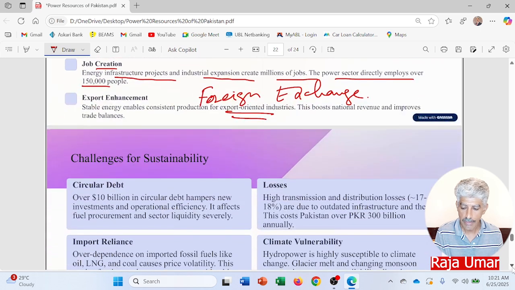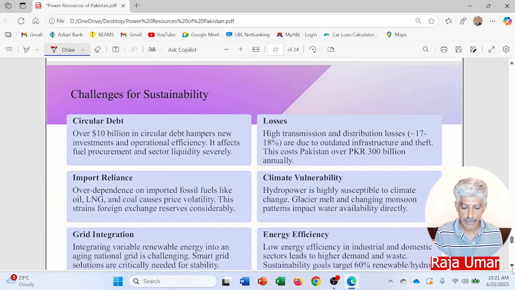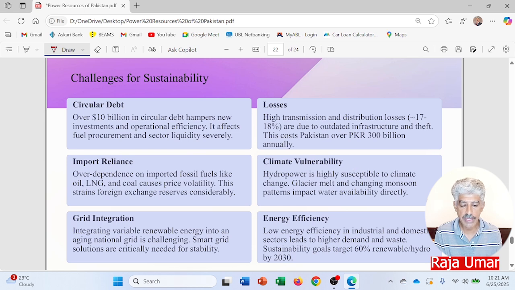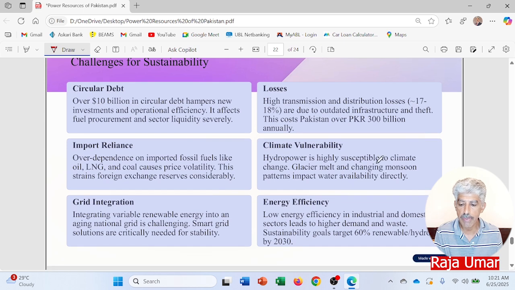Challenges for sustainability: what sort of challenges we are facing regarding the sustainability of the power sources in Pakistan. Circular debt: over $10 billion in circular debt hampers new investment and operational efficiency. It affects fuel procurement and sector liquidity severely.